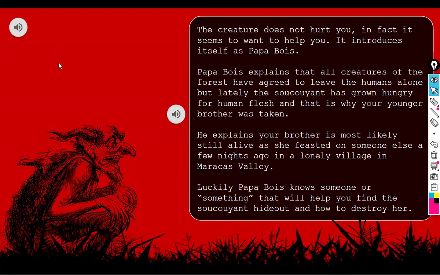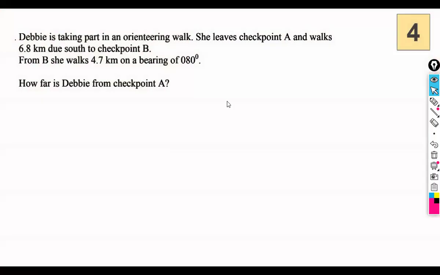All right, so it seems like you guys have an ally now to help you find the Sucunian. Ah, look at this one now. Not a single diagram. Instead, it's a worded question, and you have to come up with your own diagram. So everyone give it a read, and we're going to do this one together as a team, right?